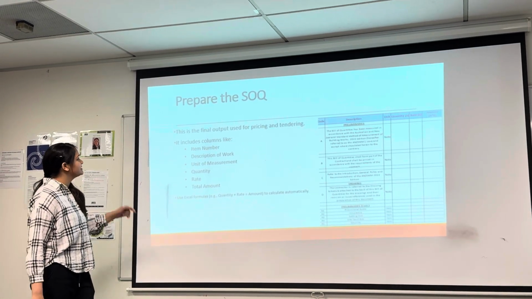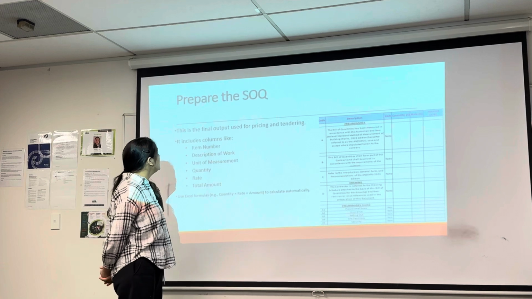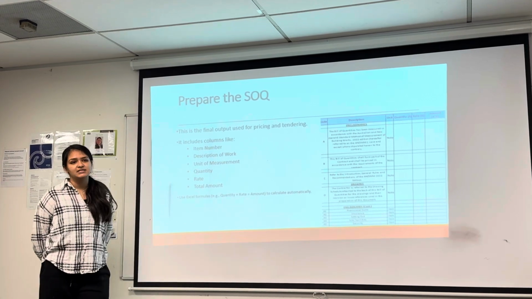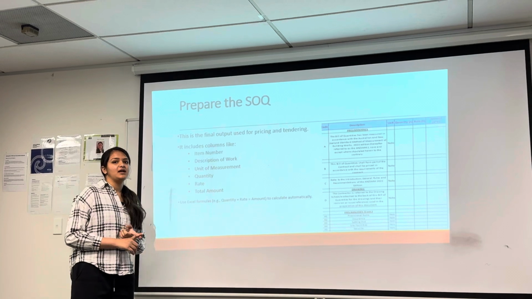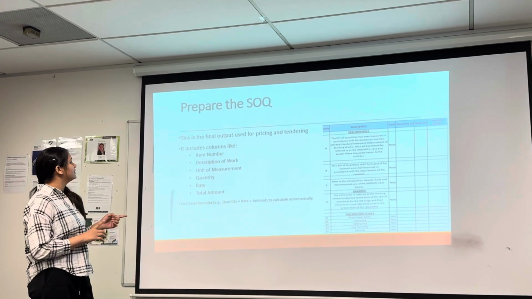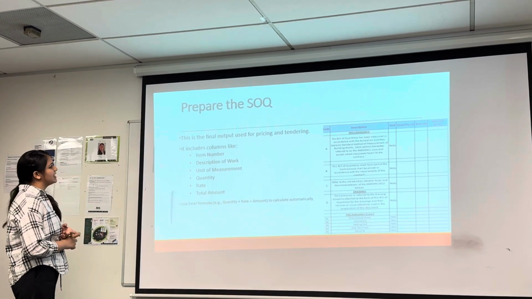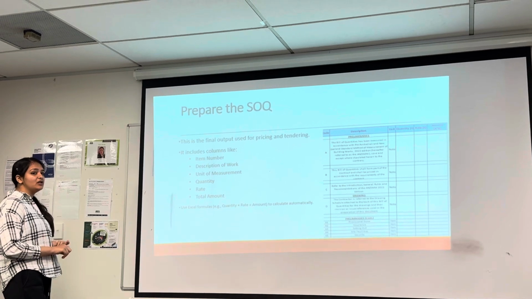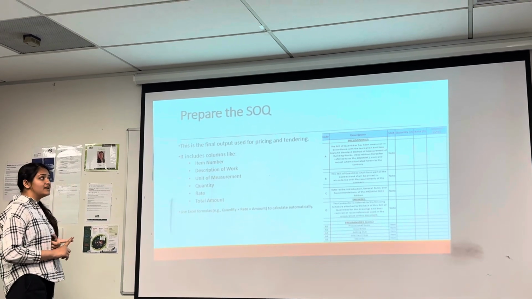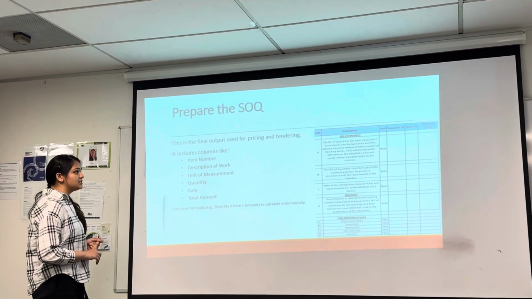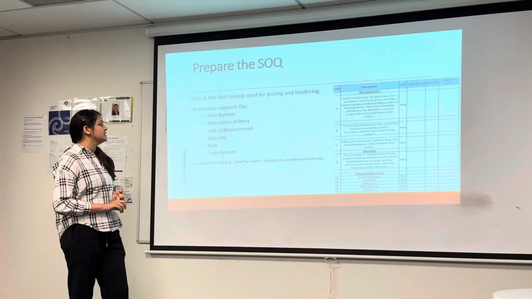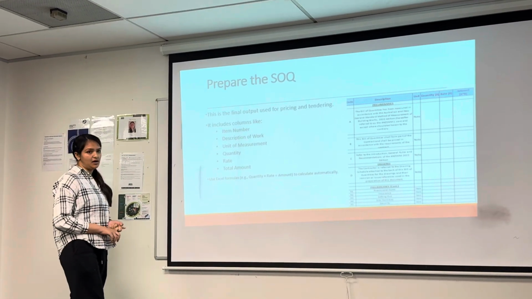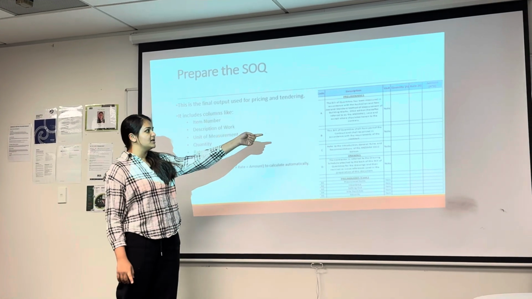Yeah, so the next step is to prepare the SOQ. This is the final and last step. First we started from the TDS, then we prepared the second, and the third one is to prepare the SOQ. This is the final one which we use for pricing and tendering. It includes item number, description, quantities, unit of measurement, rate and amount. That's all shown in this image.